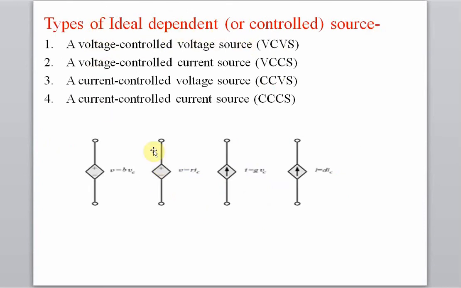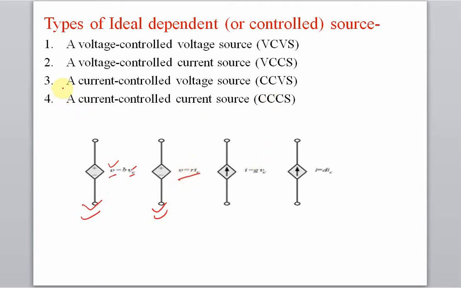Here are four diagrams which represent ideal dependent controlled sources. Let's first take a voltage controlled voltage source. This one is a voltage controlled voltage source. This voltage source is controlled by this voltage. And the second one is a voltage controlled current source. By seeing this diagram, we can see that our current source is controlled by voltage.